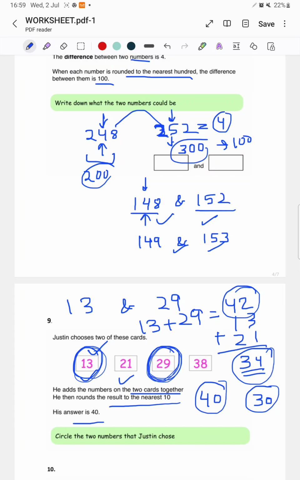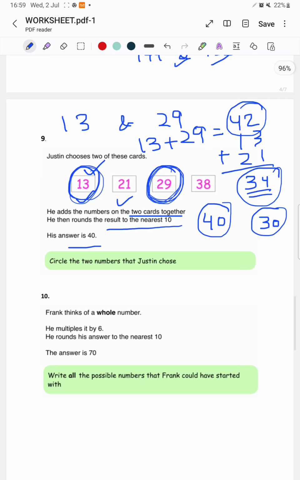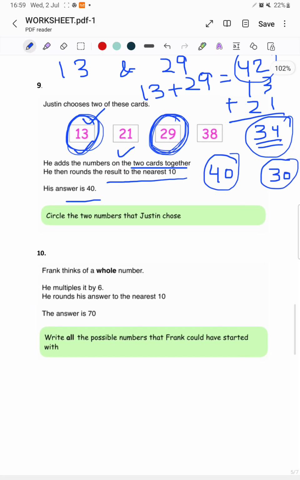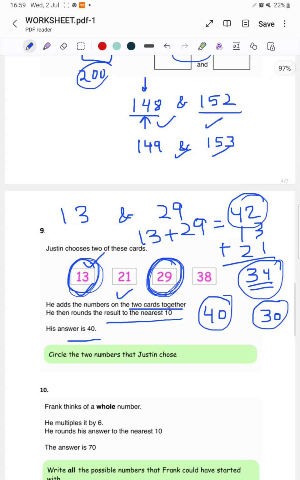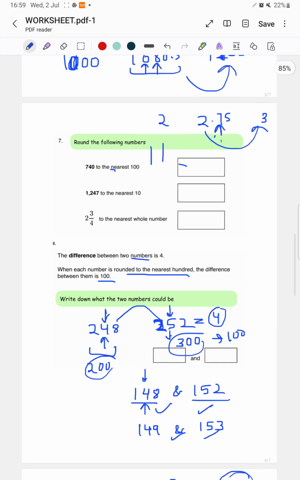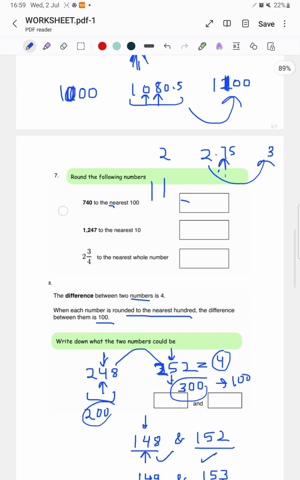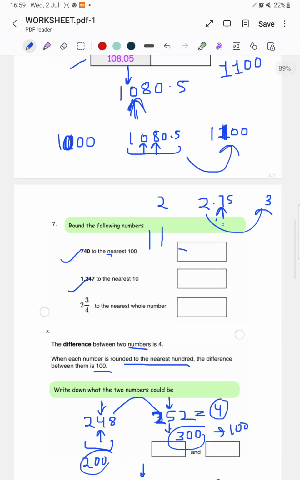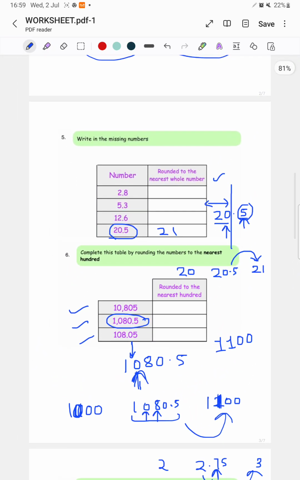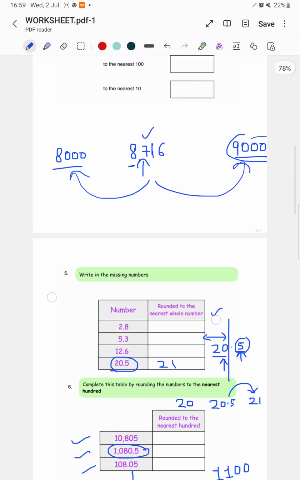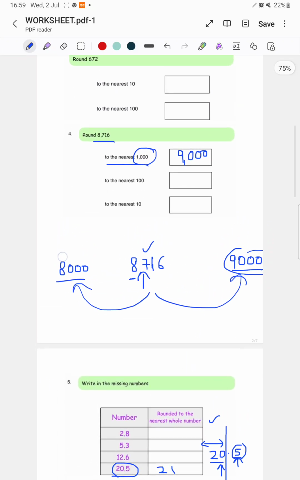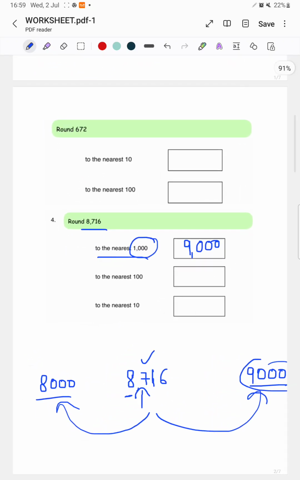There are a few more questions in this worksheet, and I want you all to try these questions. Here is one question left, question number 10, that I want you all to try. And some of the questions I left here, like in question number 7, these two parts I have left. Same for question 6, question 5, question 4 as well. So you can try all these questions.